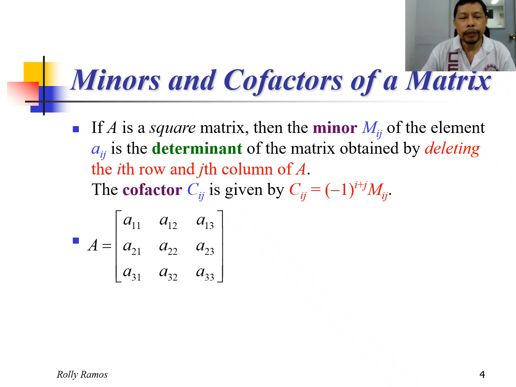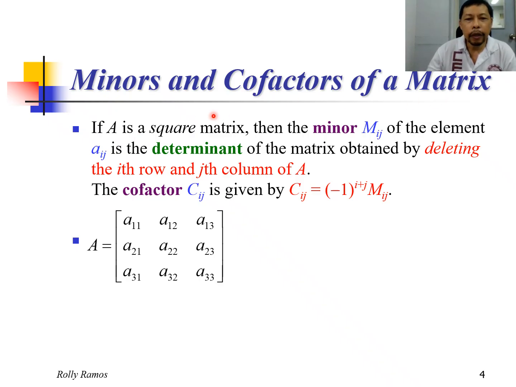Okay, so we have seen in the previous examples that it is very easy to find the determinant of a 2 by 2 matrix. But as the order of the matrix increases, the difficulty of obtaining the determinant also increases. The number of steps involved would increase. So let's talk about minors and cofactors of a matrix.